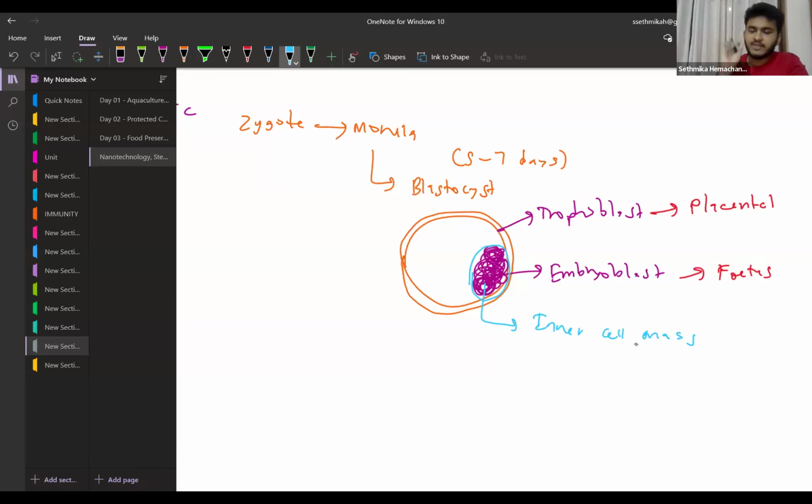But every cell of the inner cell mass, which we call the embryonic stem cells, has the potential to differentiate into any cell type. So if a person doesn't have an arm, another person can extract the embryonic stem cells, take these embryonic stem cells out and culture them.